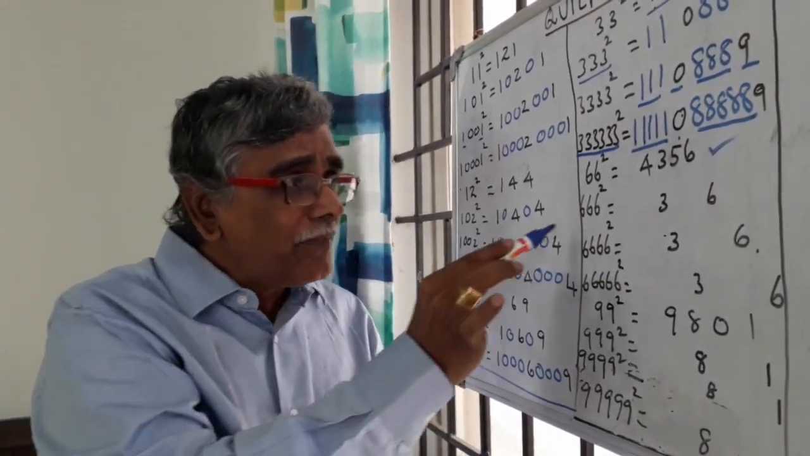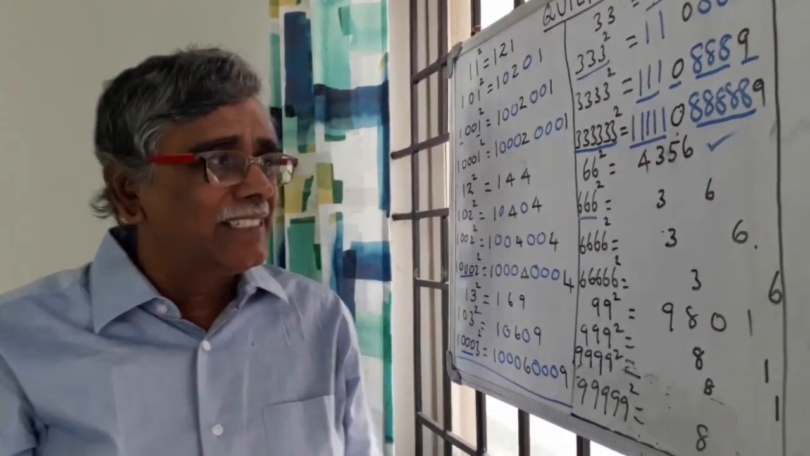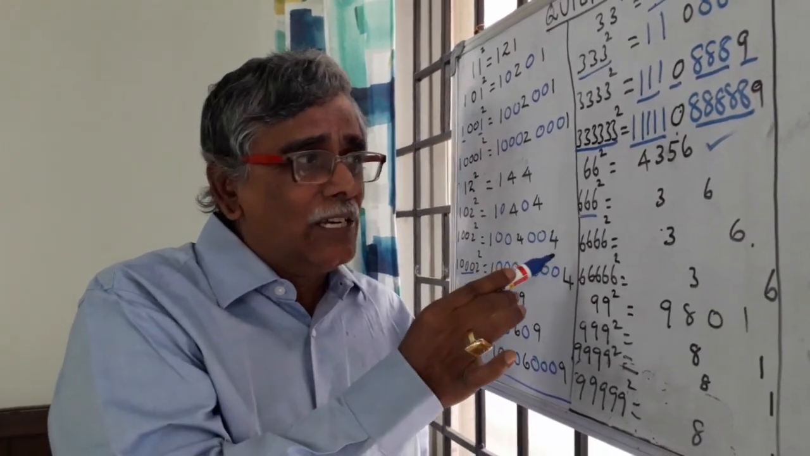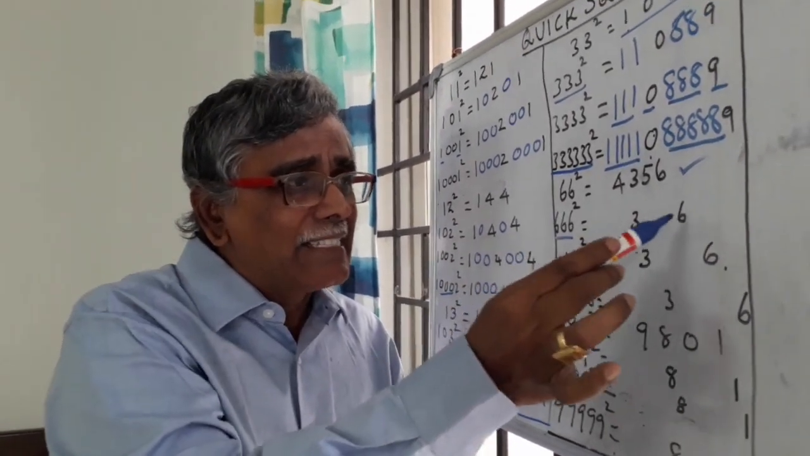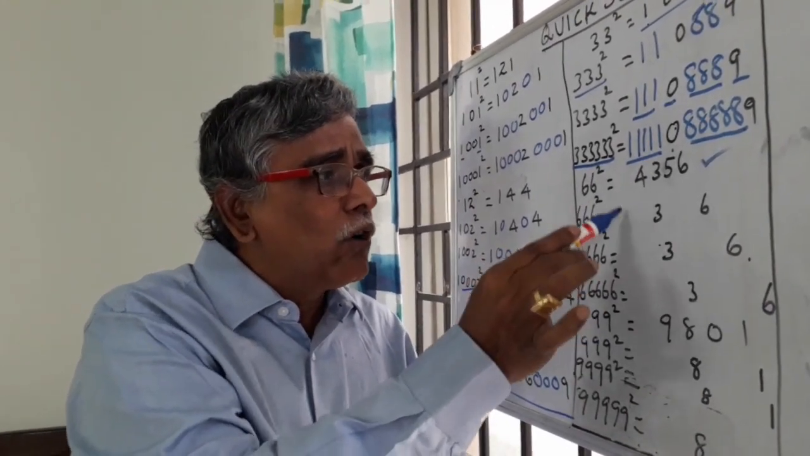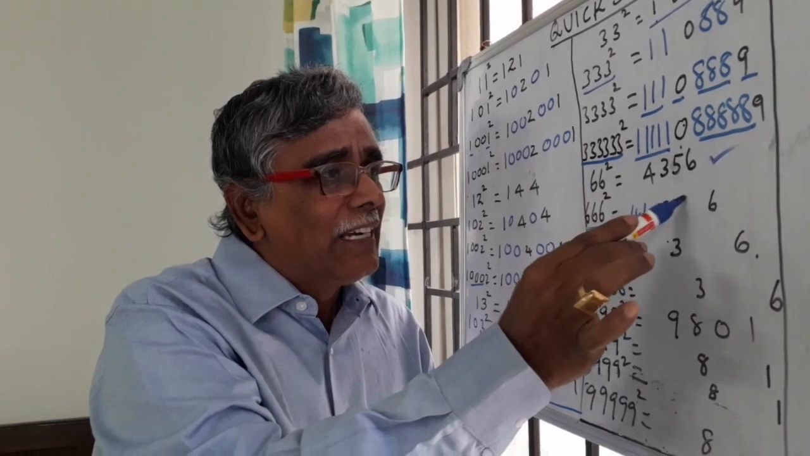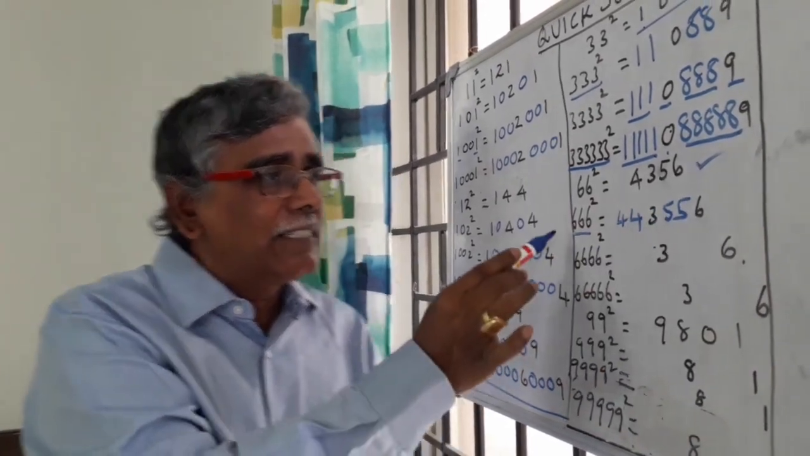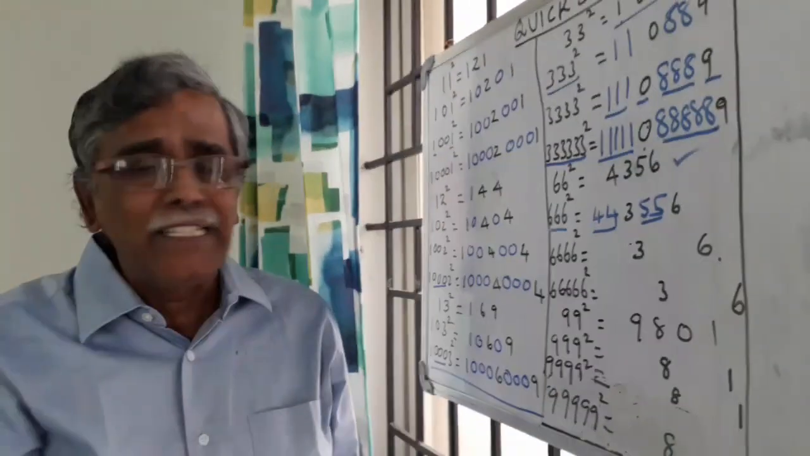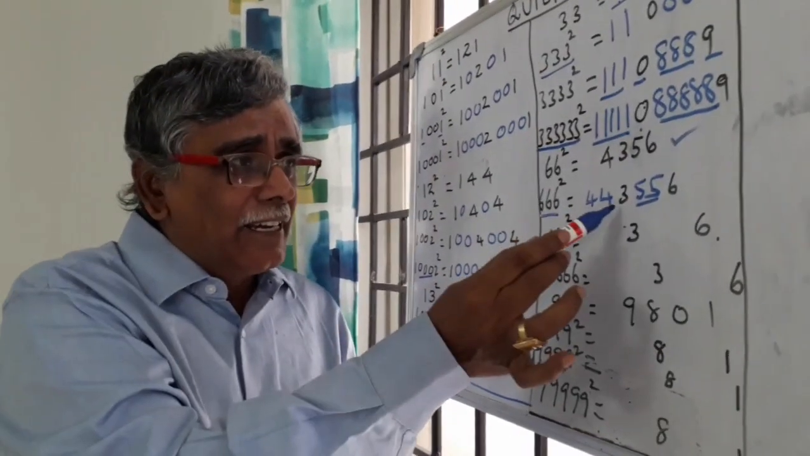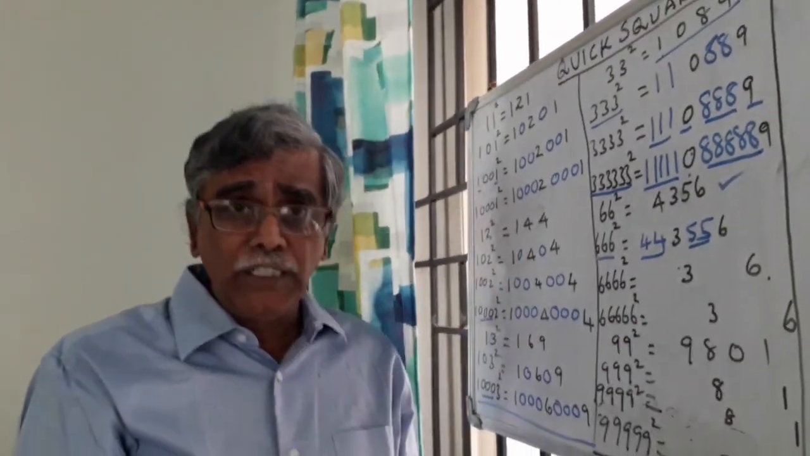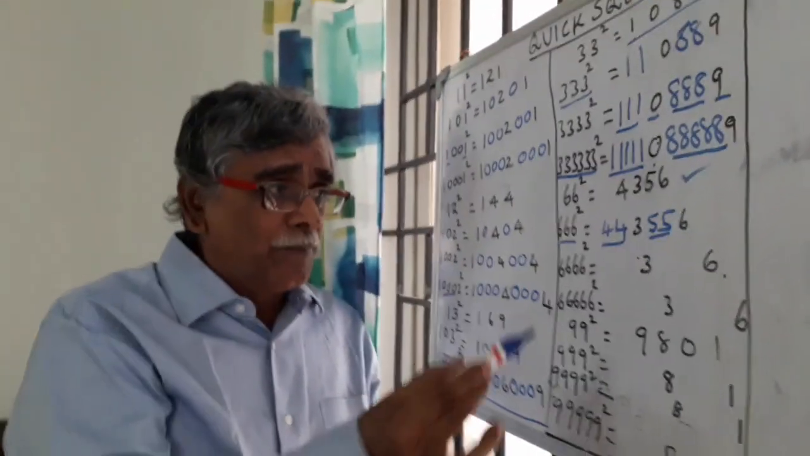And then 666. How many sixes are there? 3 sixes are there. So you have to put 3 and 6 as fixed numbers, and then you take 2 fours and 2 fives here. If it is 666, you have to put 2 fours and 2 fives in between these two numbers. Here, before 3 you put 2 fours, before 6 you put 2 fives.